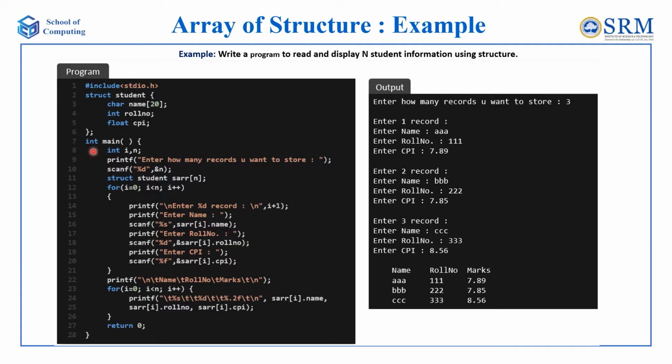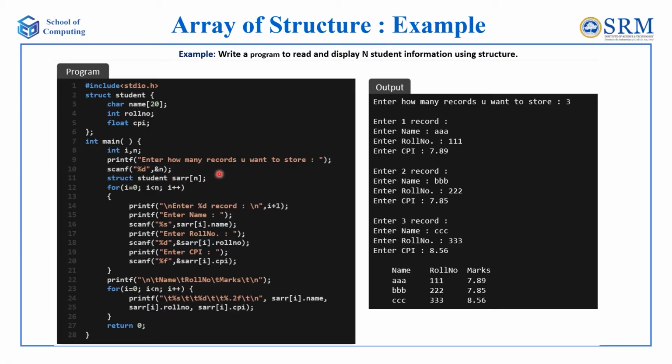So name is the character array, roll number is the integer type, and CPI is the floating point variable type. And now coming to the main function, as we have not yet created the structure variable, we're going to create the structure variable within the main function. So first let me ask how many records I need to store, to get the value of n. So getting the input for the value of n through the scanf statement. So I'm now creating the structure variable, which is an array. Yes, ARR of n is the structure variable array which I have created for the structure named student.